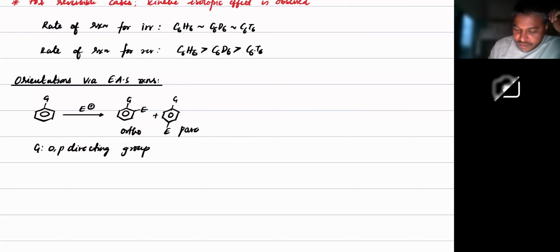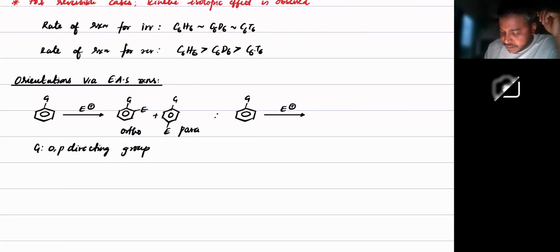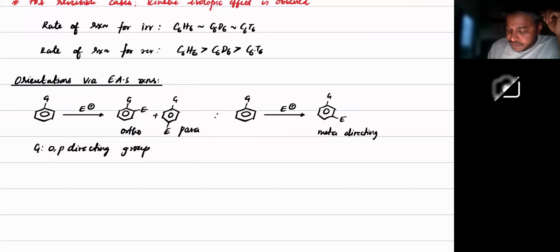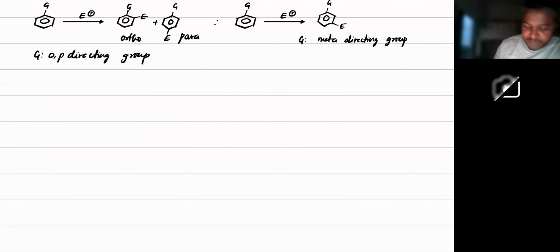Correct? But if this group is giving a product like this, G with the electrophile here, we call it a meta directing group. Clear? So G is a meta directing group. So this is another important term that you need to understand. Clear? So here we can divide it into multiple cases.